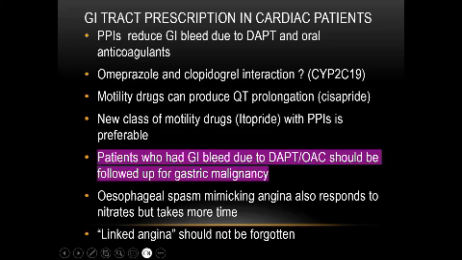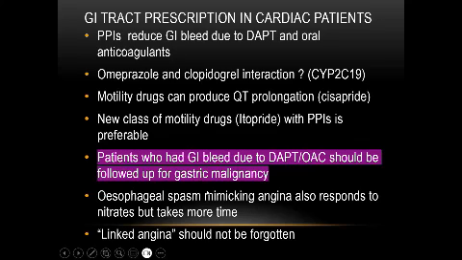Please remember, when you use cisapride, it can produce significant QT prolongation, so use a newer prokinetic like itopride rather than cisapride. And for the patient who had a gastric bleed due to DAPT, the most important advice is this: many times we treat the GI bleed due to aspirin and DAPT and don't follow the patient. It has been shown that the majority of patients who bleed due to DAPT ultimately have gastric malignancy. So the people who have gastric bleed due to DAPT should be followed up for future gastric malignancy.